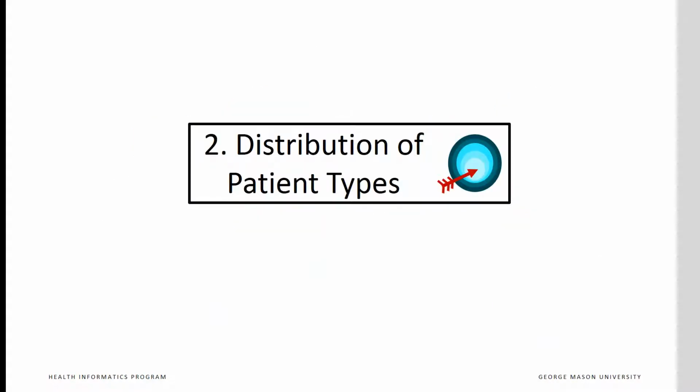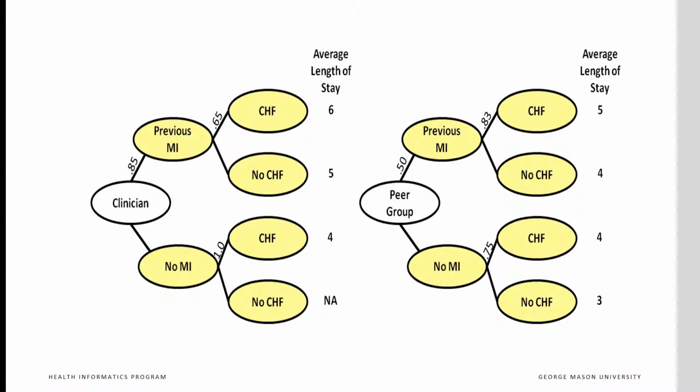Second, these patient types are used to calculate distributions of clinicians and peer groups patients. Naturally, these two groups will differ in who is taking care of sicker patients. The probability of different patient types is referred to as distribution of patients.